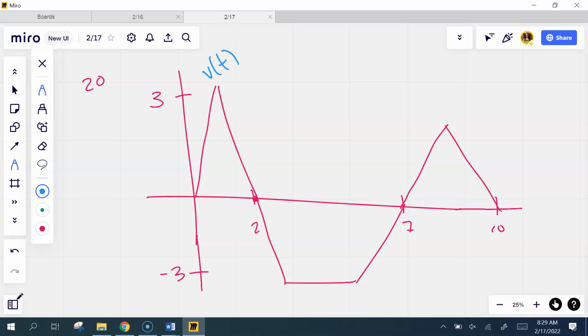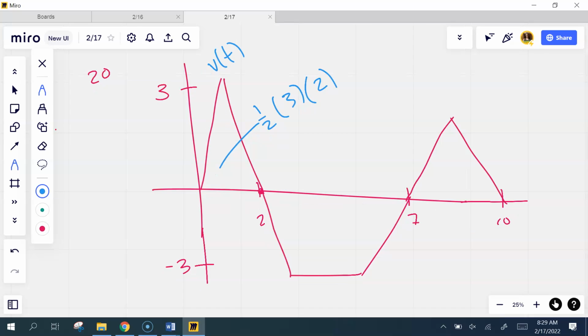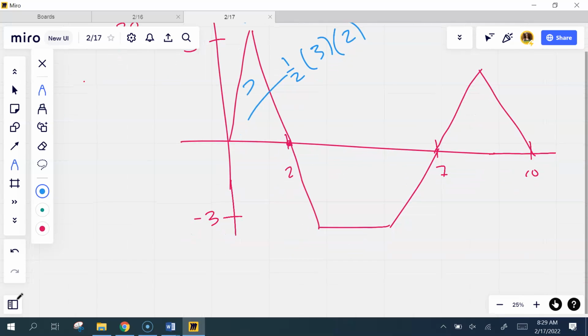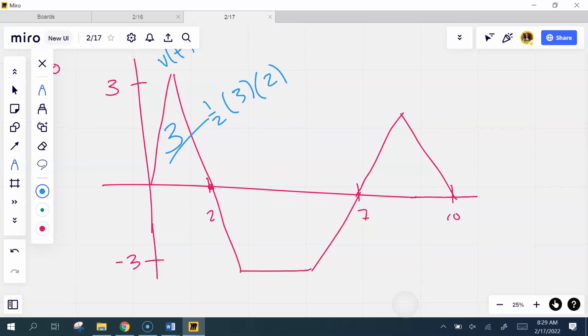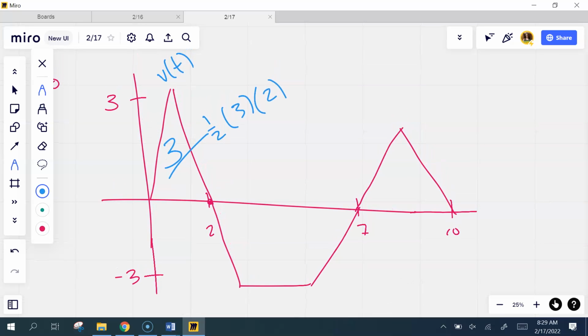Here, 1/2. Height is 3. Base is 2. So 3. This has a total area of 3. Agree or disagree? Thank you, because that's right. Okay, now the other one is under there. It looks like a trapezoid, right?